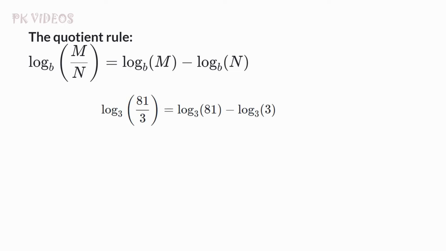Now using the quotient rule, log 81 divided by 3 to the base 3 can be expressed as log 81 to the base 3 minus log 3 to the base 3. Now here 81 divided by 3 is 27. So in this case we have the log of 27 base 3 is 3, log of 81 base 3 is 4 minus log of 3 to the base 3 is 1, which is a true equation.